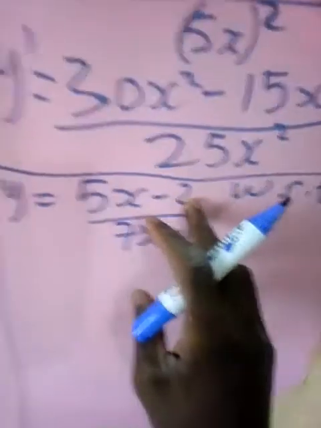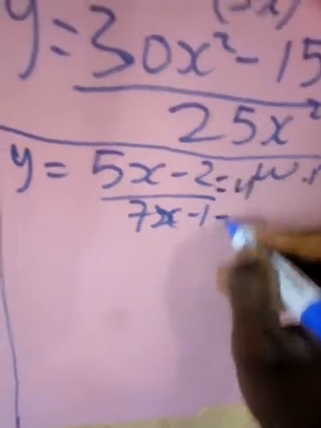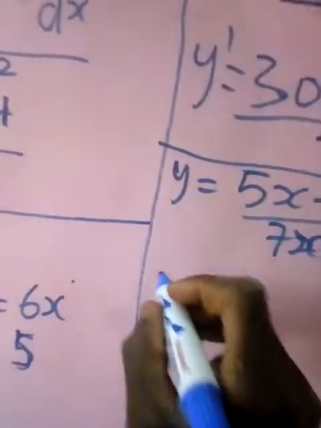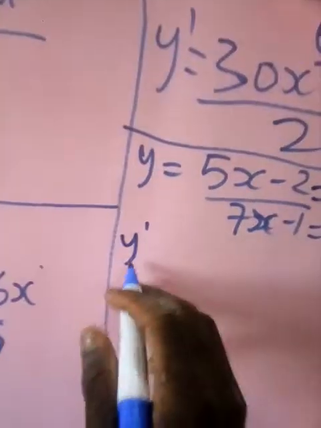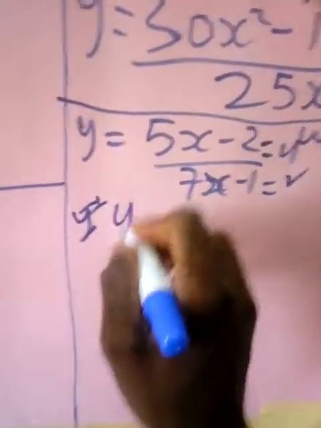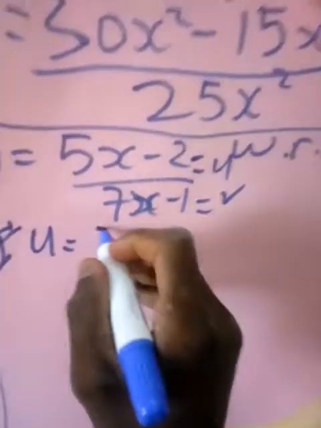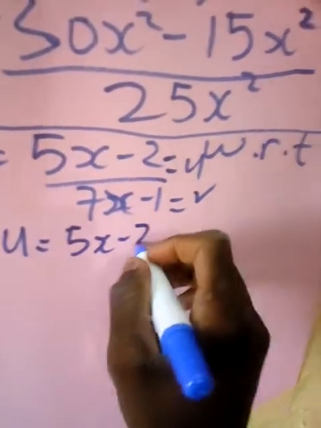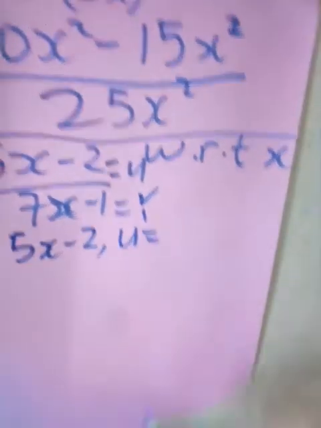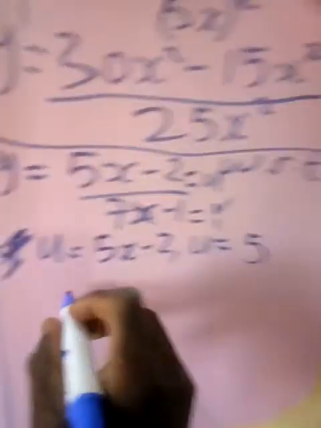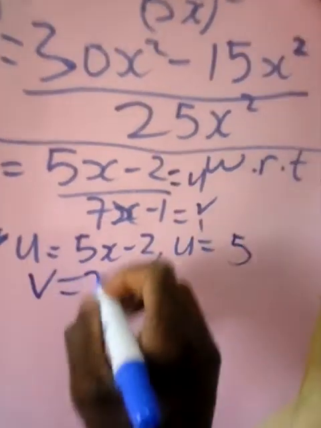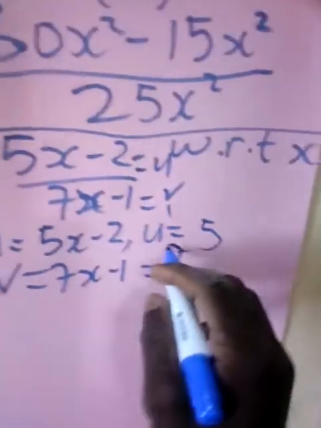So this is going to be u, this is going to be v. Let me start with my variables. My u is 5x minus 2. My u prime is going to give me, if I differentiate 5x, I get 5. If I differentiate 2, I get 0. Then my v is going to give me 7x minus 1. If I differentiate 7x, I get 7. If I differentiate 1, I get 0. So 7 minus 0 gives me 7.